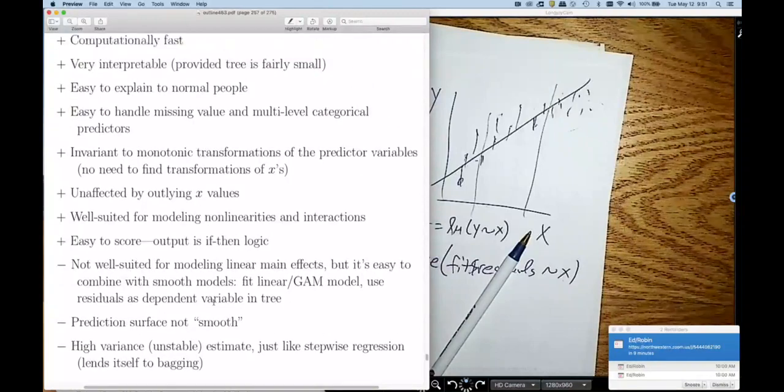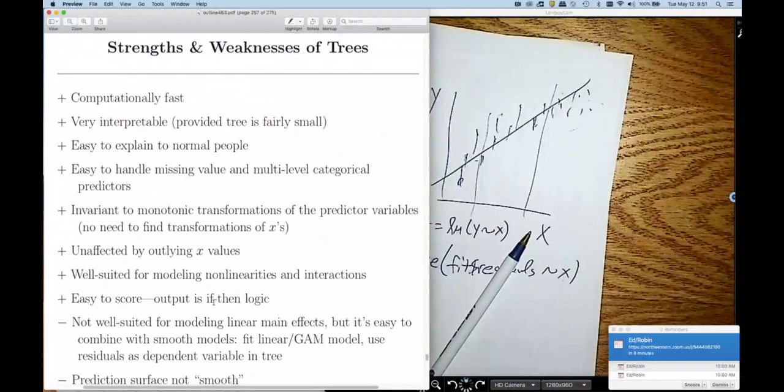All right, so that's it for trees. Let me just emphasize how much I love these. I love this method. It's one of the first tools that I'll use on a lot of problems for the reasons that I've just mentioned.